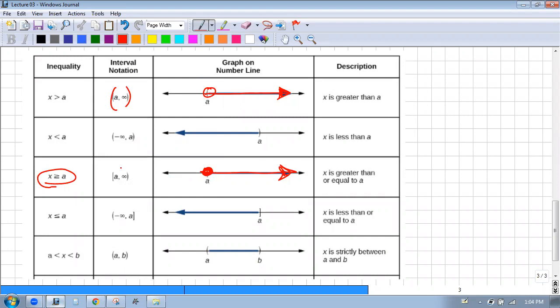Down here we have from A to infinity, including A. Now, if it's infinity, you never put a square bracket with infinity because infinity is not a number. It's a direction, right? You never get to infinity. So infinities always have these round brackets, all right?